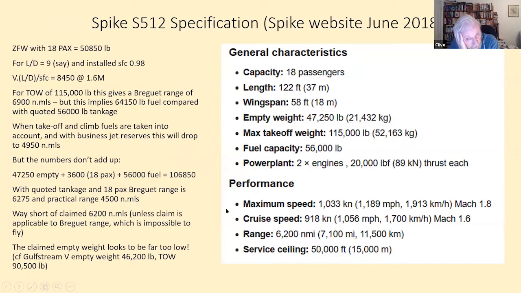The other thing is that their numbers just don't add up. You could do a very simple sum, as I did, if you take the empty weight plus the weight of the passengers, a lift drag ratio of 9, say, and installed SFC, you get a VL/D of SFC at 1.6 Mach number, which is what they say they're going to do long range, rate 450, and with a takeoff weight of 115,000, that gives you a Breguet range of 6,900.